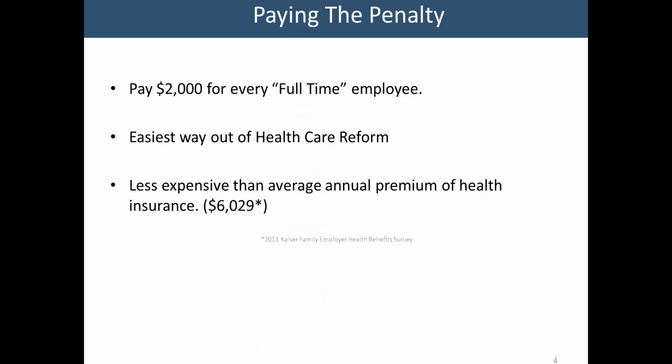Paying the penalty. I have spoken to many CFOs and controllers out there who ask, why don't I just pay the penalty? It's much cheaper than actually paying for benefits, and they're right. Paying $2,000 for a full-time employee would be cheaper. It's basically the easiest way out of healthcare reform if the mandate in 2015 still continues to go through. And it's also less expensive than the average insurance premium of $6,029. But I would probably tell you it's around $4,200 for a single employee here in the state of Washington.